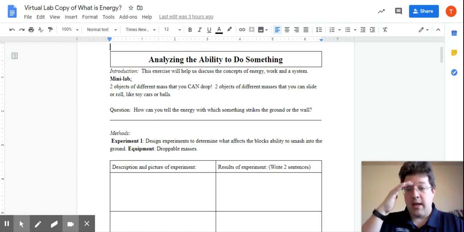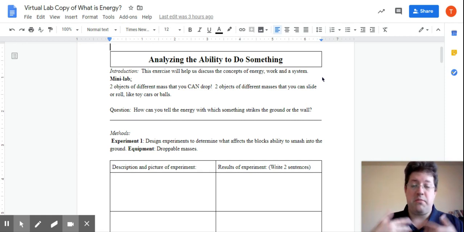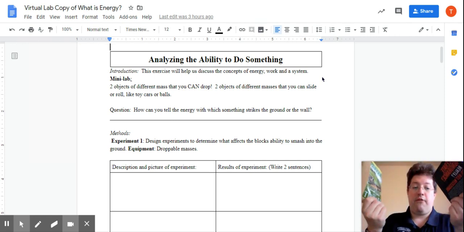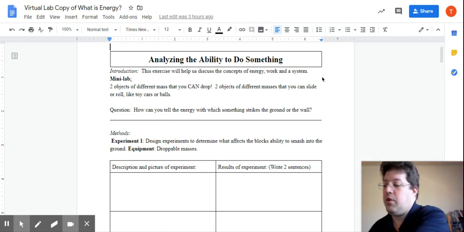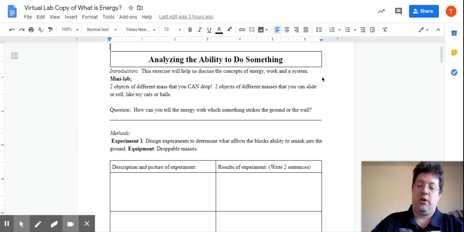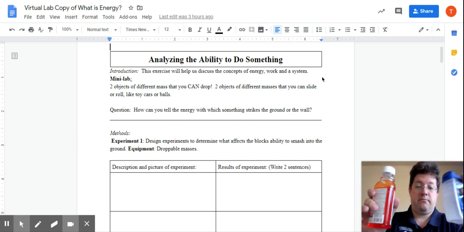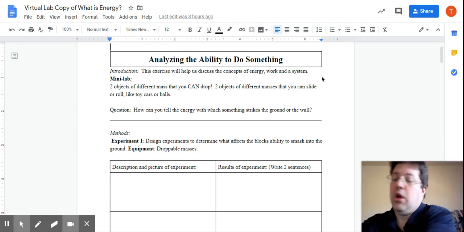First, analyzing the ability to do something, we have a mini lab, and we need to discuss what exactly we're going to use to do this lab. Obviously, we don't have carts, we don't have masses, we don't have chalk, so we're going to have you guys come up with these things. Things that you can use, for example, 2 books. You'll notice each book is of different mass. You can also have 2 bottles, each one of different mass.